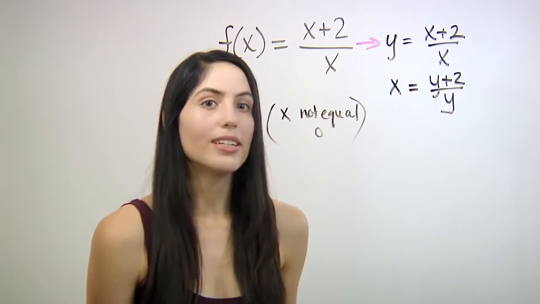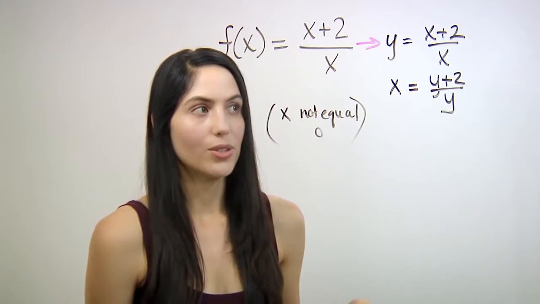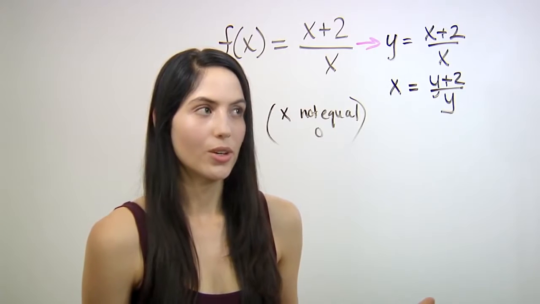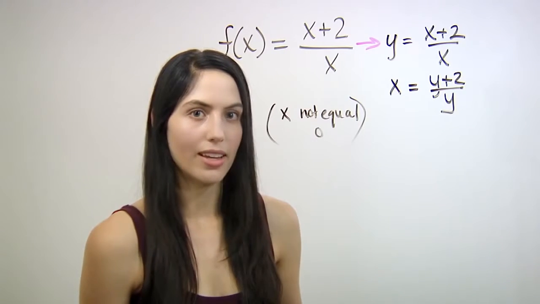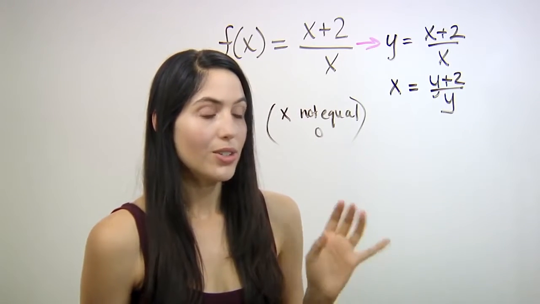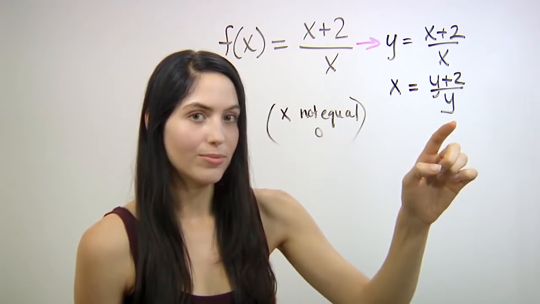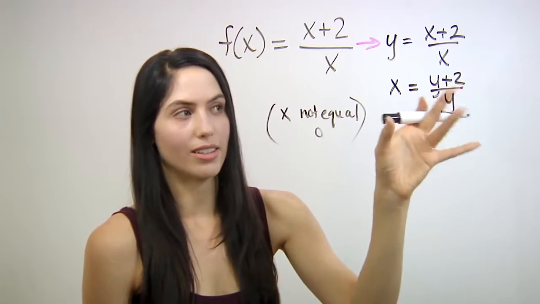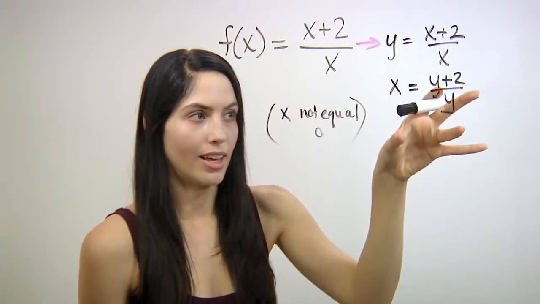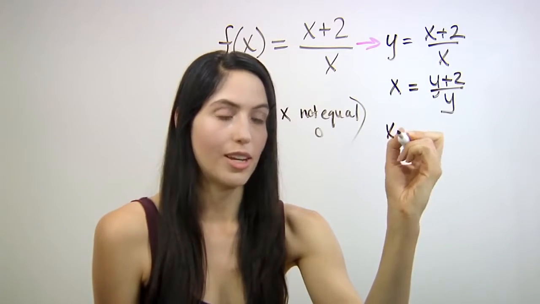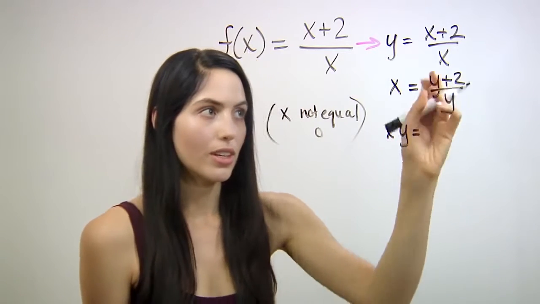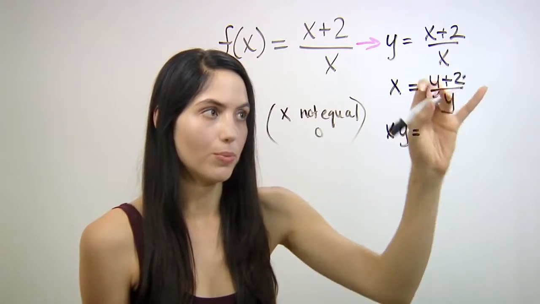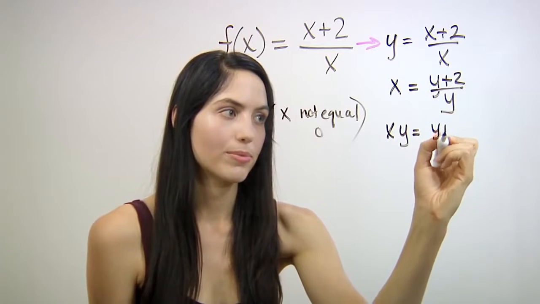Last step, you need to solve for y so that we're back to y equals with y alone on the left side. To do that, we'll need to clear this fraction. So you would multiply both sides by y to clear the fraction, and then get in the next line x times y equals just y plus 2, because we've cleared the y.